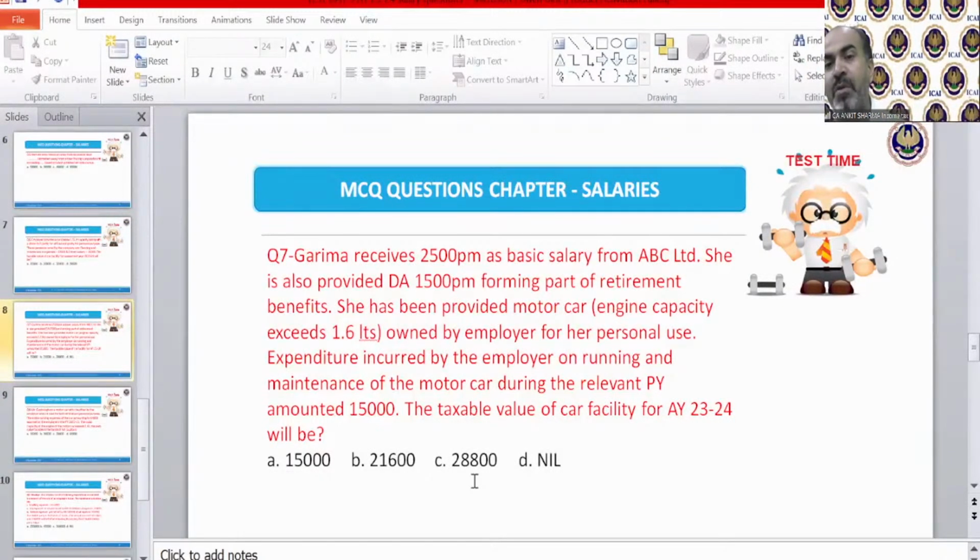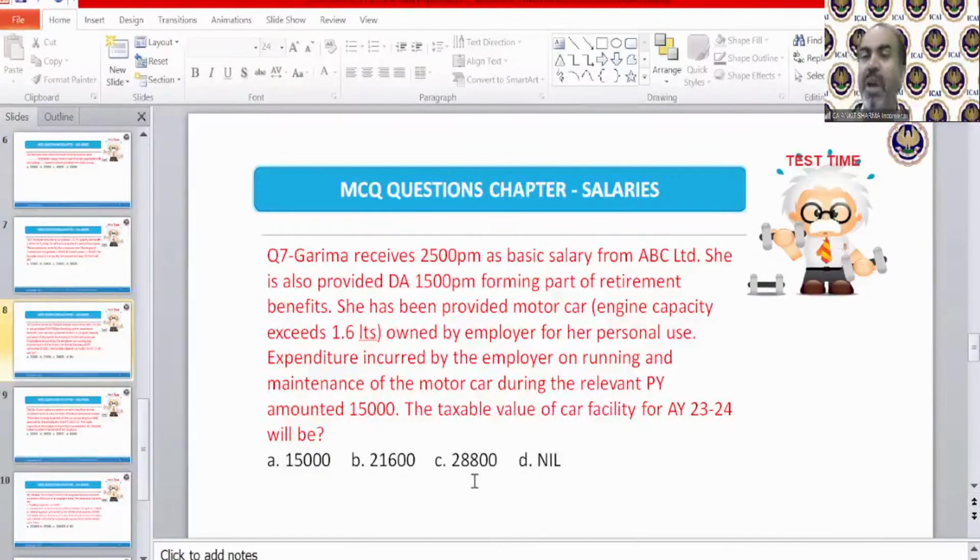Again, the car has been provided by the employer. Engine capacity more than 1.6 liter, that means more than 1600 cc. Owned by the employer for her personal use. Now, the car has been used for personal purpose. Provided by the employer, so we are talking about the second case. And use is for private purpose. Expenditure is already maintained by, of course, the employer again.